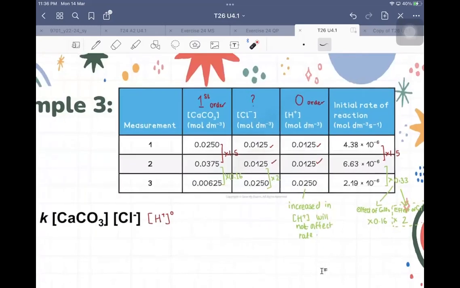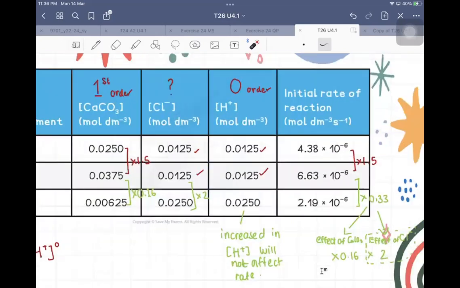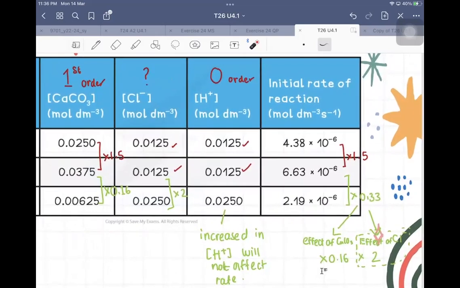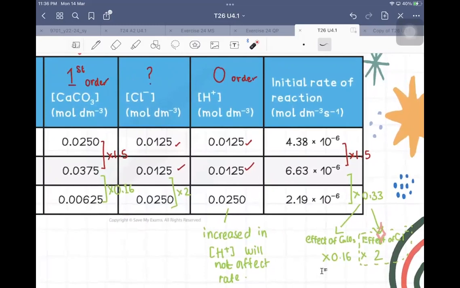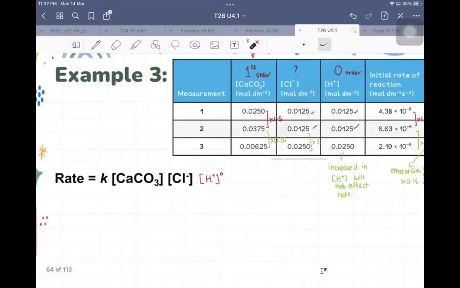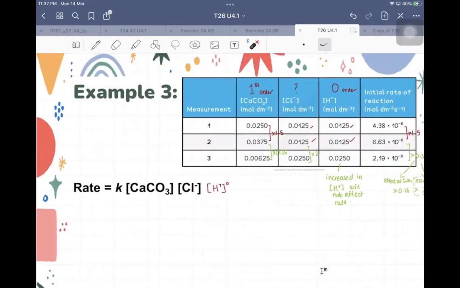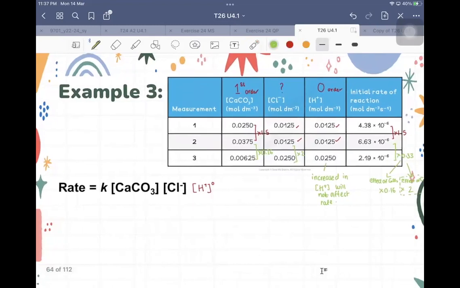Okay, right, but that's not the question actually. If you want to copy this down, I suggest you pause this video here and see for yourself if you can agree with the fact that calcium carbonate is first order and chloride is also first order. Hydrogen plus does not appear in the rate equation. That means it must have been zero order. Okay, then the real question is to find the rate constant given the rate equation.